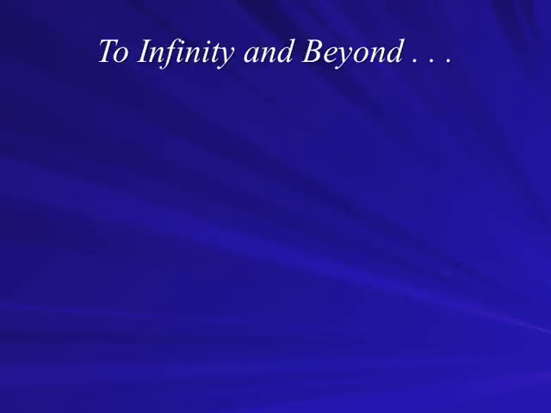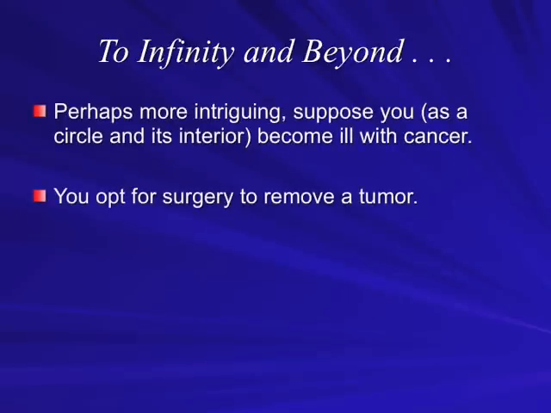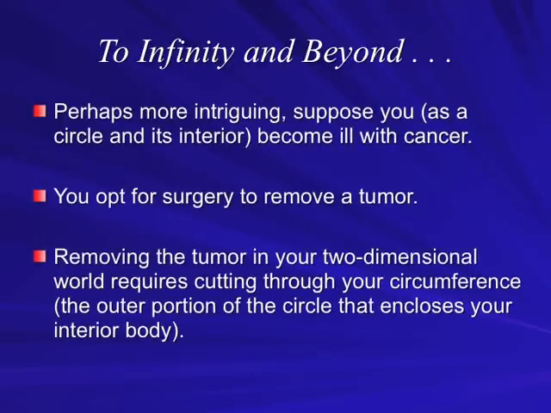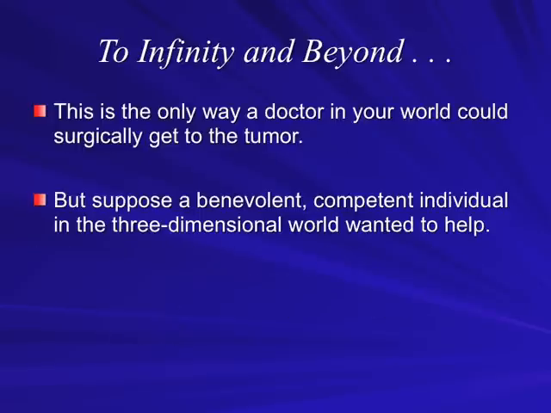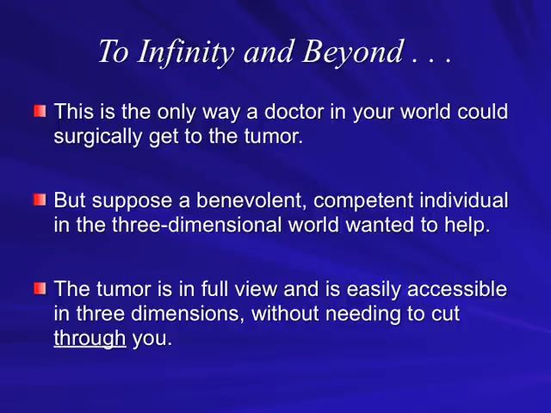Perhaps more intriguing, suppose you, as a circle and its interior, become ill with cancer. You opt for surgery to remove a tumor. Removing the tumor in your two-dimensional world requires cutting through your circumference, the outer portion of the circle that encloses your interior body. This is the only way a doctor in your world could surgically get to the tumor.